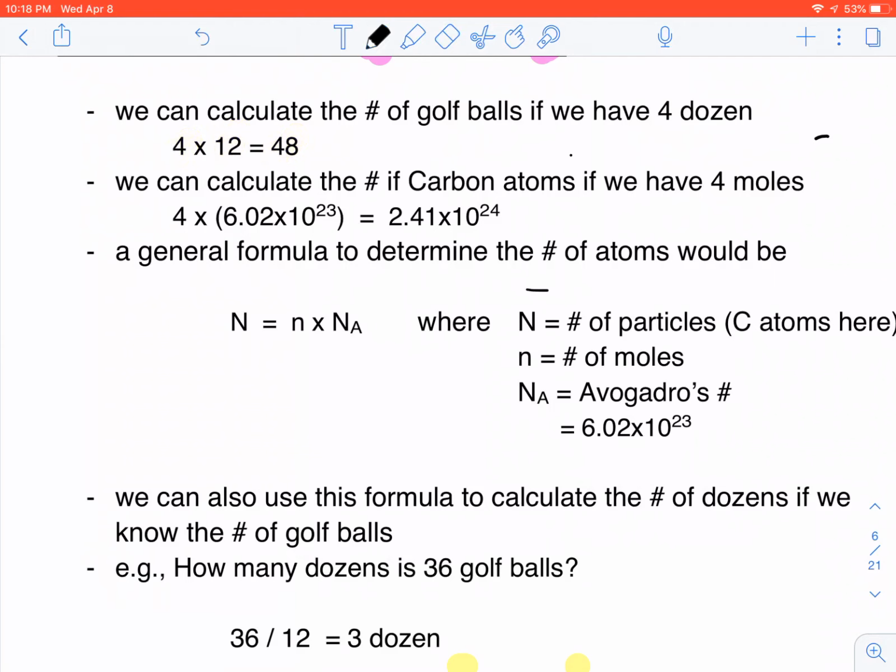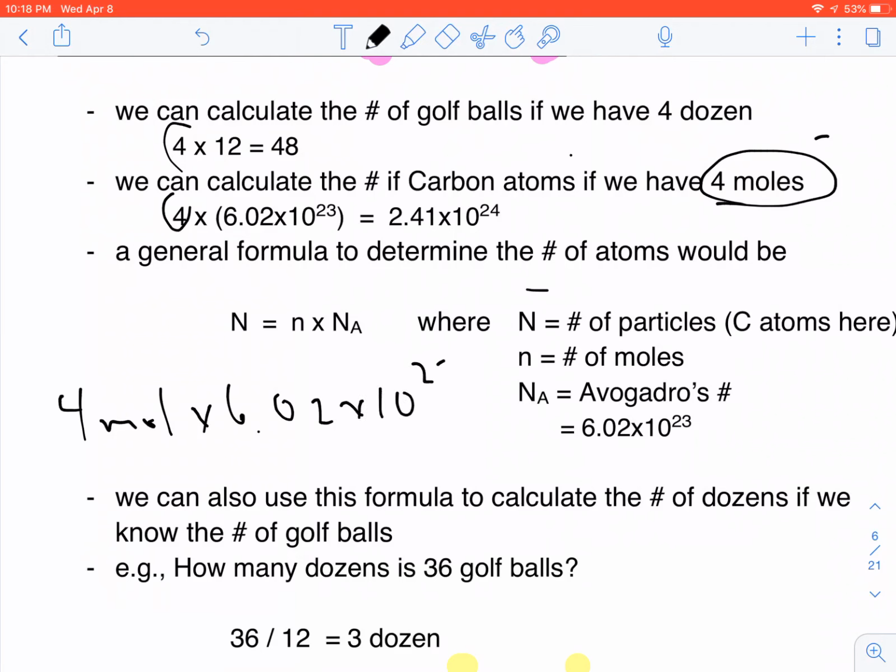Okay, if I have 4 moles of carbon atoms, how many carbon atoms do I have? Well, I'm going to take my 4 moles, just like I had 4 dozen up here. I now have 4 moles, and I'm going to multiply it by 6.02 times 10 to the 23rd atoms, which is equal to 1 mole. So what I've now got is 4 moles times 6.02 times 10 to the 23rd atoms is the same as 1 mole.